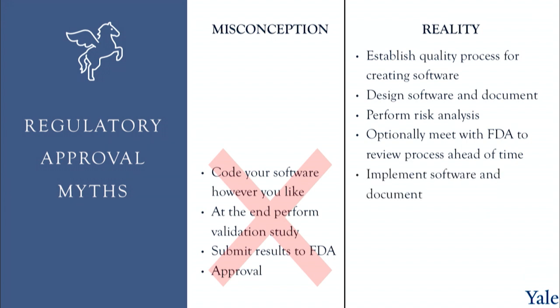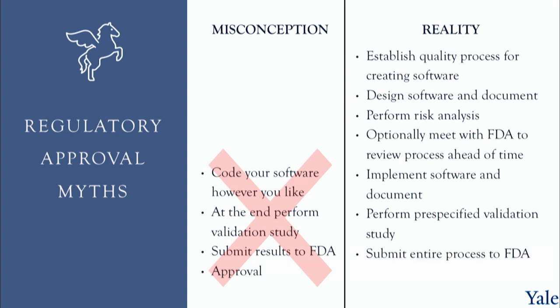We'll implement our software and document. We'll perform a pre-specified validation study. It's a study that we design at the beginning of the process, hopefully by the time we meet with the FDA, if we choose to do that. We'll submit the entire process to the FDA, and this is where all these words document come in. All of those are documented. We'll get approval or, more likely, clearance. Those are terms we'll describe more next week.